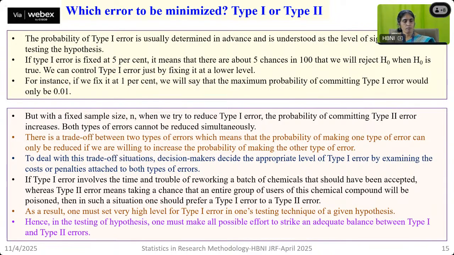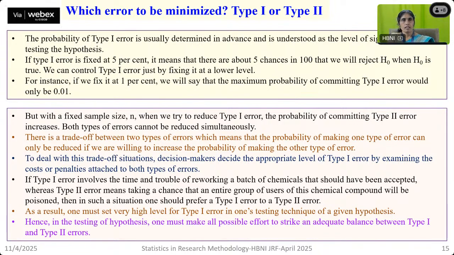If a type 1 error involves the time and trouble of reworking a batch of chemicals that should have been accepted, whereas a type 2 error means taking a chance that an entire group of users of this chemical compound will be poisoned, then in such cases one should prefer type 1, repeating the entire job, so that the second case of an entire set of people getting poisoned can be avoided.